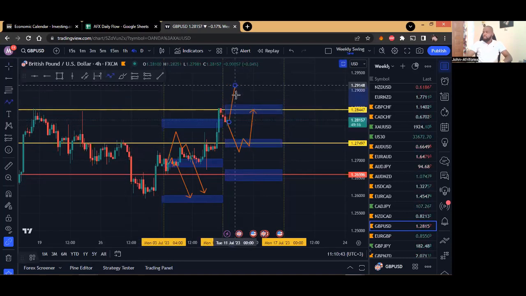But you can generally see that their pullback is seeming a bit weak, which is good, because ideally that's what we want to see. But give the buyers the benefit of the doubt as well. Let's see if they can end up sustaining this momentum.